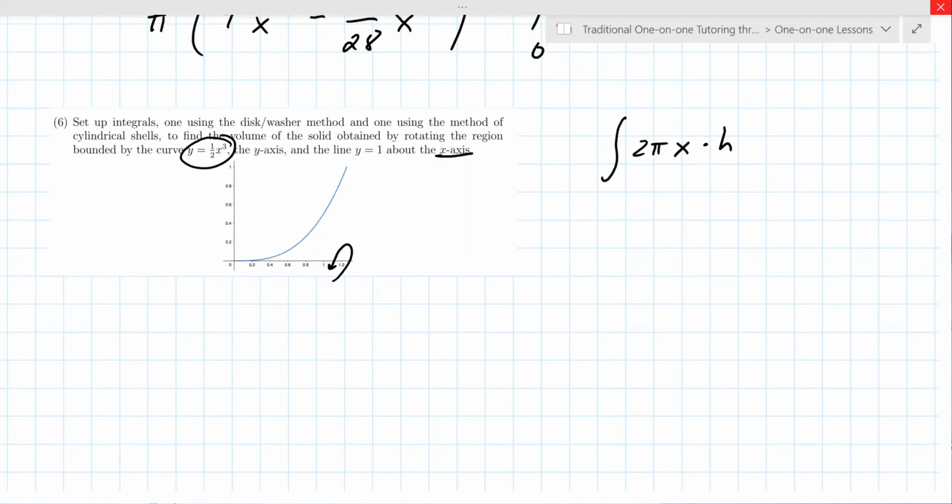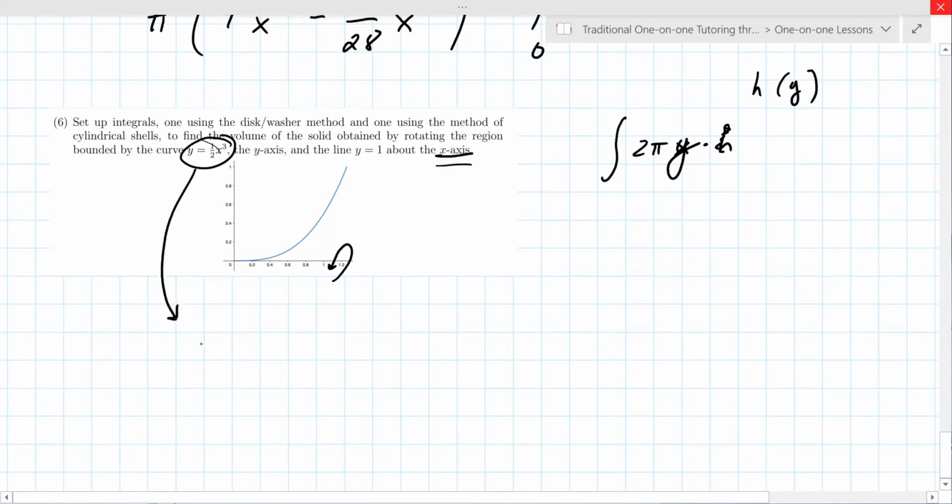I think it's 2 pi radius times h. You determine what the radius is. When we're going around the x-axis, it's 2 pi y, and then you need the other dimension here. They call it width, but you have to get this in terms of y, I guess, because your height has to be in terms of y. That maybe isn't clear when you're going about the x-axis. So what that means is you got to solve this for x.